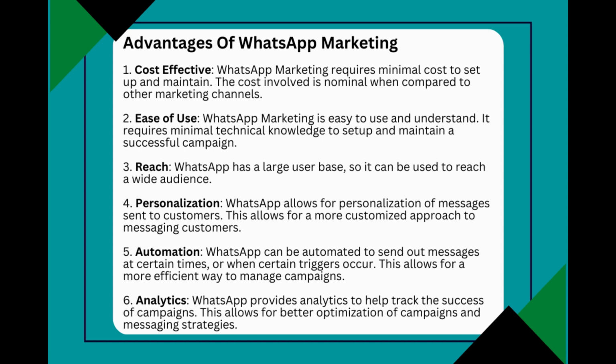4. Personalization. WhatsApp allows for personalization of messages sent to customers. This allows for a more customized approach to messaging customers. 5. Automation. WhatsApp can be automated to send out messages at certain times, or when certain triggers occur. This allows for a more efficient way to manage campaigns. 6. Analytics. WhatsApp provides analytics to help track the success of campaigns. This allows for better optimization of campaigns and messaging strategies.